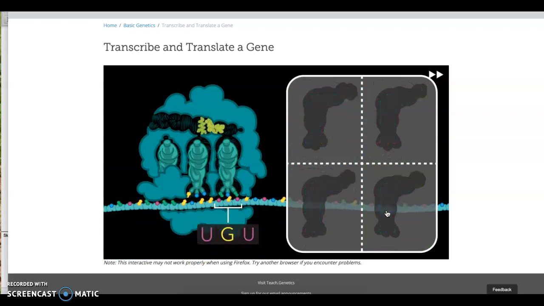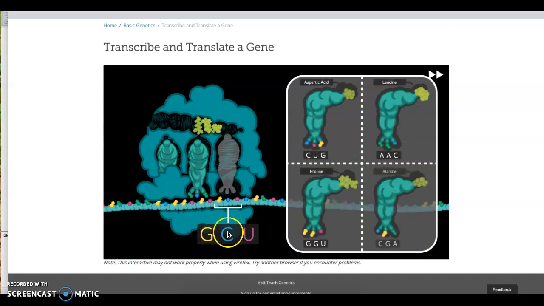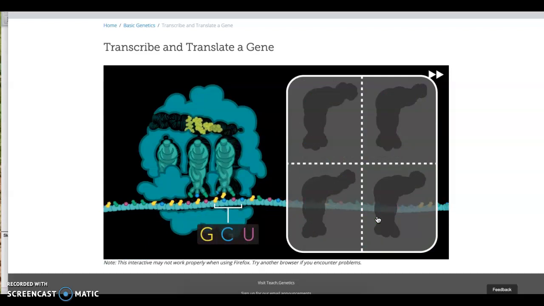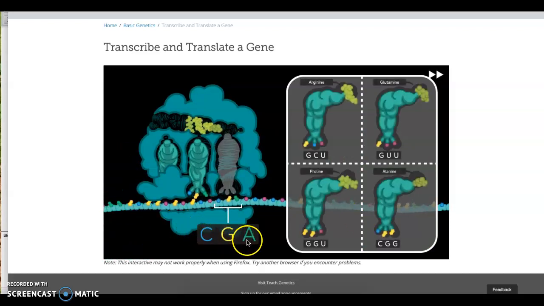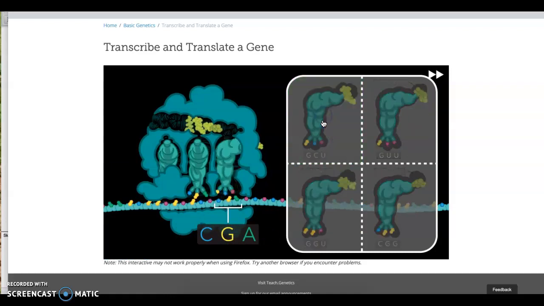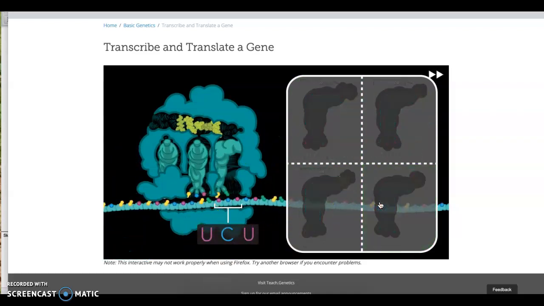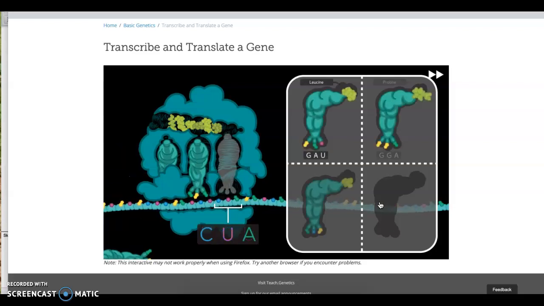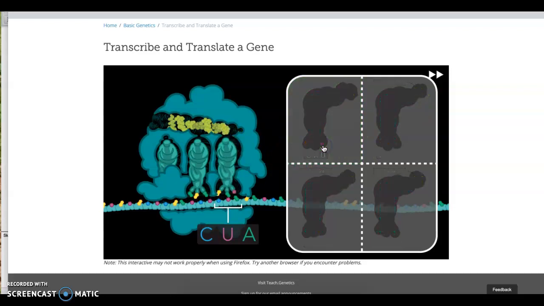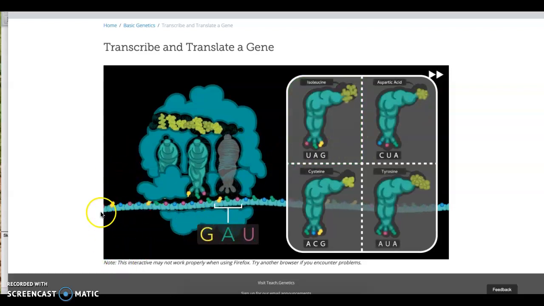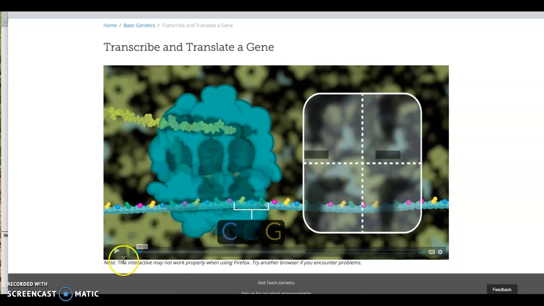It's just cysteine. GCU, we're going to look for CGA. CGA, we're going to look for GCU. This is going to keep going until it is done reading the strand of RNA, reading the directions. I just got done making that protein, so you're going to see how this is going to fold up.